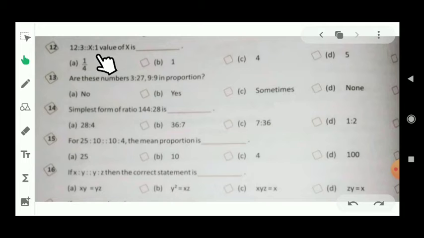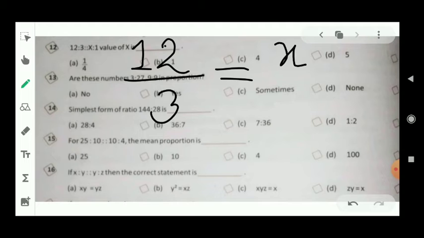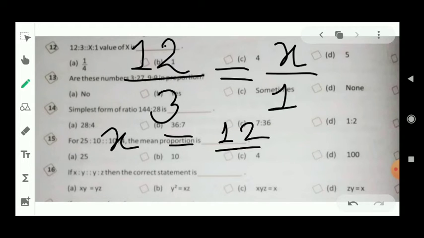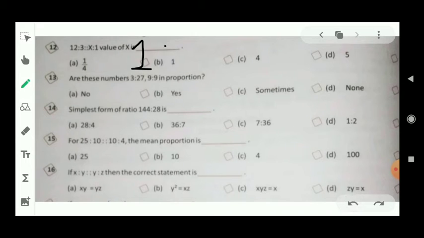12:3 is to x ratio 1. Let's see the solution of this question. Like the previous question, as I told you, A upon B is equal to C upon D. When we do the cross multiply, its value will be x is equal to 12 upon 3. After solving it, its value will be 4. That means which option will be right? Option number C.